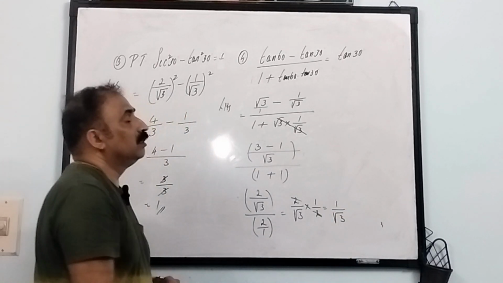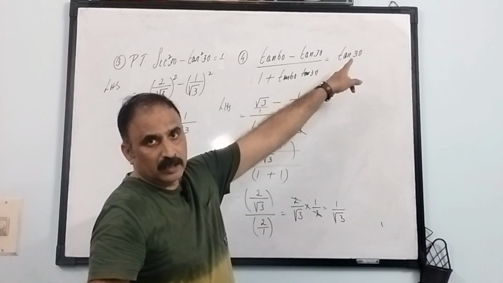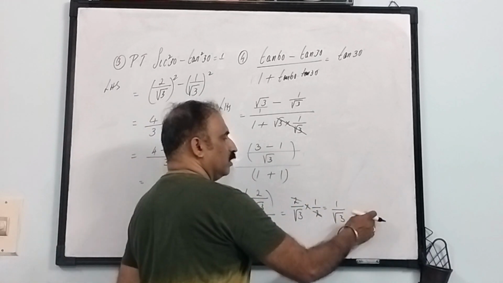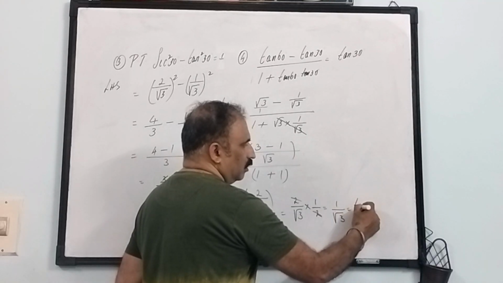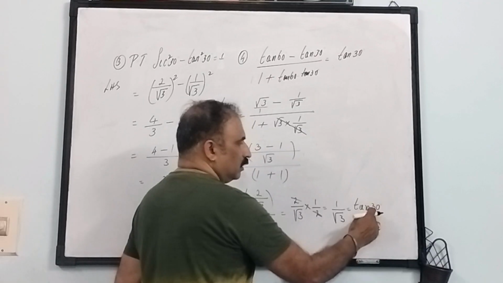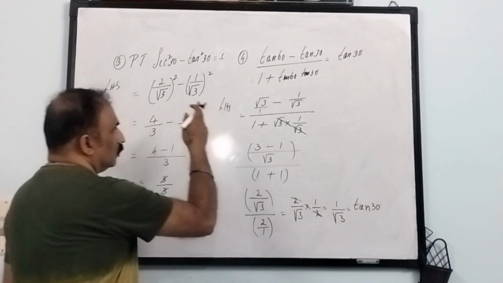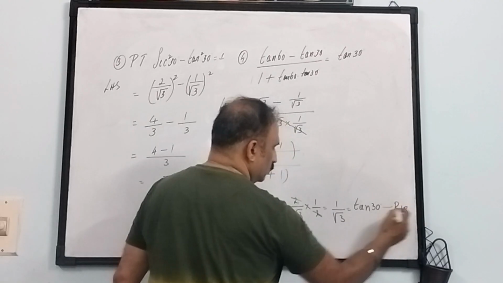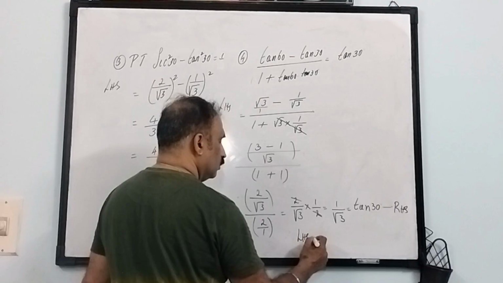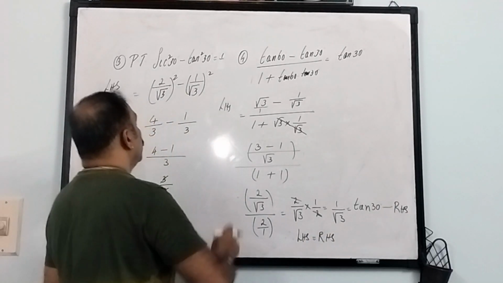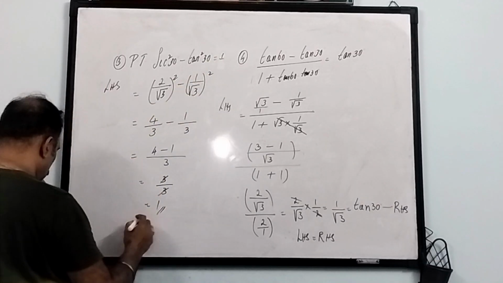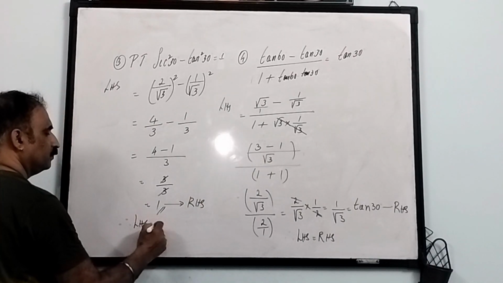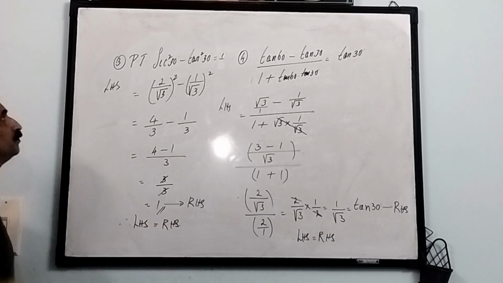The problem would have stopped here, but it is asking in terms of tan 30. Now you have got 1 by root 3 in trigonometric standard angles. 1 by root 3 is going to be equal to tan 30 degrees. Tan 30 is equal to 1 by root 3. So this whole part, what you proved, is going to be the RHS. Therefore you can say LHS equal to RHS.